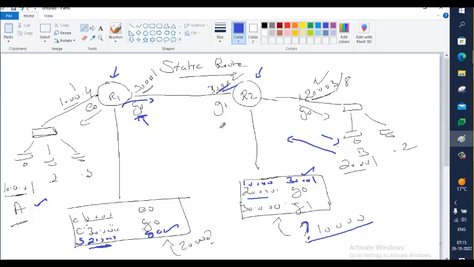Okay, yeah, even on the logic, R1 and R2 are already dynamic, right? It is coming automatically in the table. So what is coming automatically? 20 is not. We have not enabled any dynamic routing protocol.